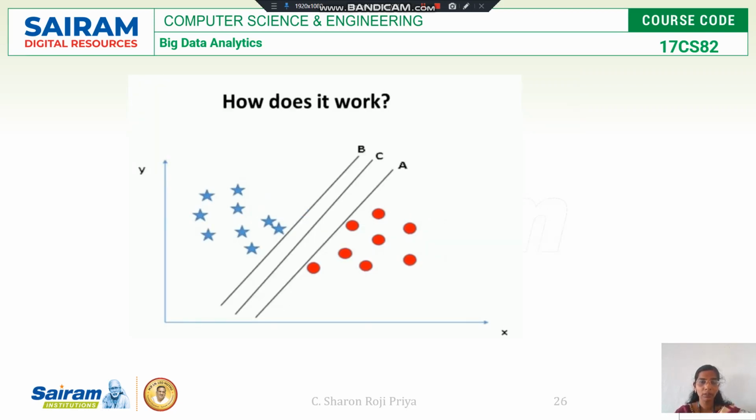Take this example. You are having three hyperplanes, A, B and C. All these three hyperplanes classify both the classes very well. Right? There is a clear classification between both the classes by all three hyperplanes. Now in this case, which is the best hyperplane and which hyperplane should I choose to differentiate both the classes?